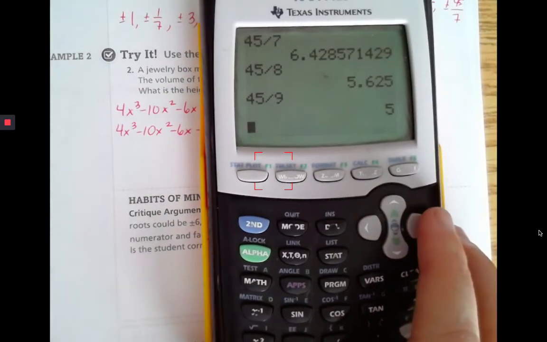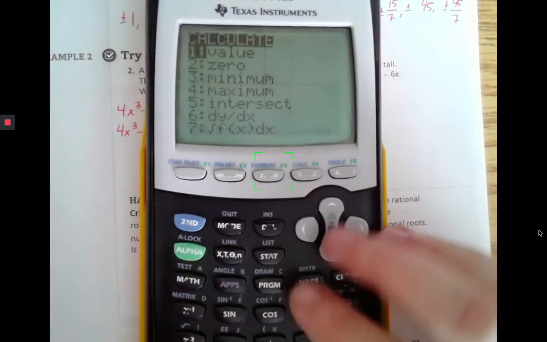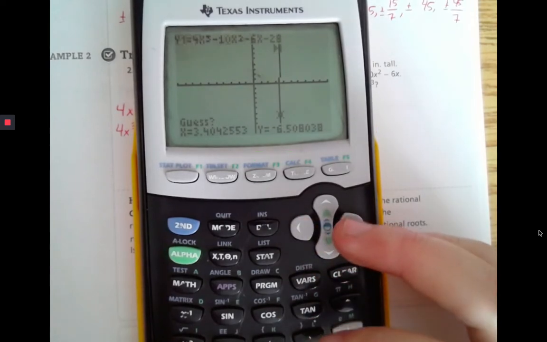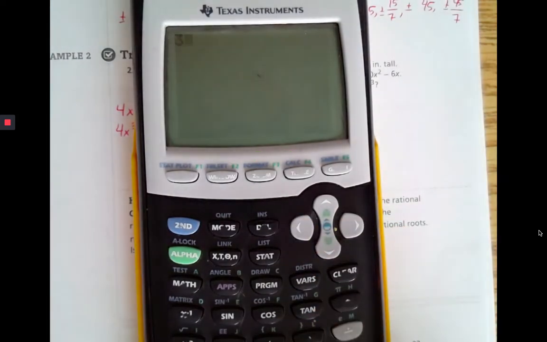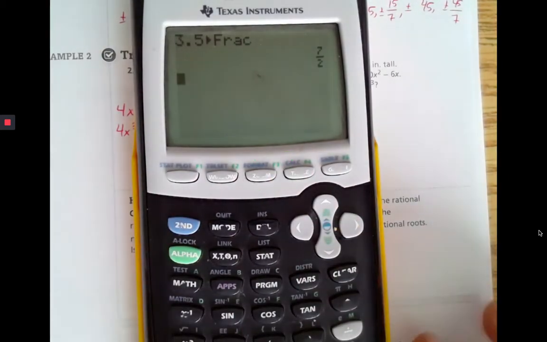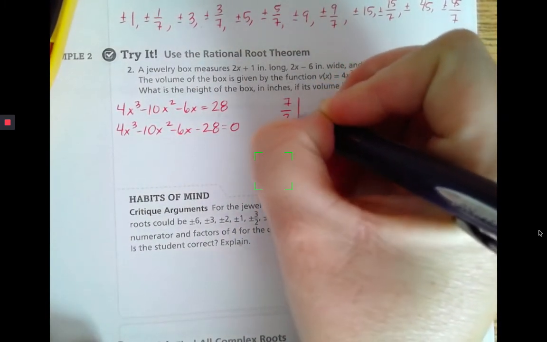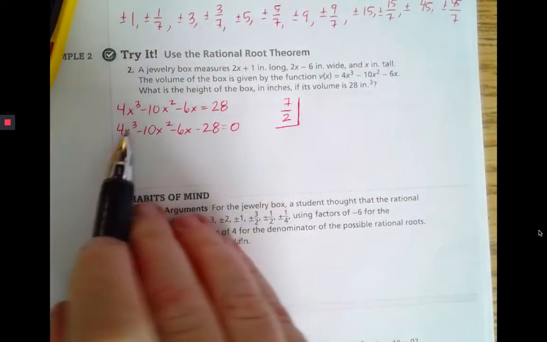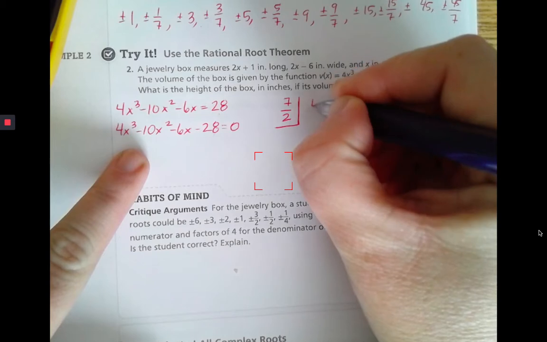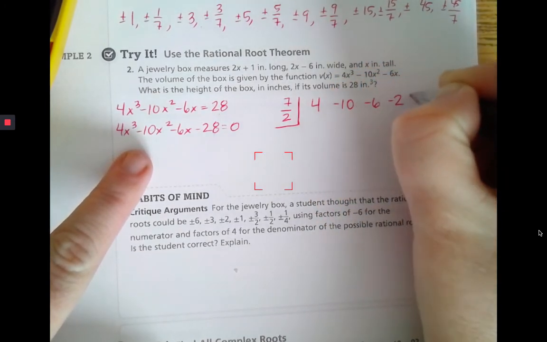All right. So when we did that, we got that x was equal to, let me do this again because it went away, x is equal to 3.5, I'm pretty certain. Okay, 3.5. I'm going to change that to a fraction since that's what we were dealing with earlier, 7 over 2. And we're going to now use synthetic division with our equation. Remember, we just take the first numbers, 4, negative 10, negative 6, and negative 28.